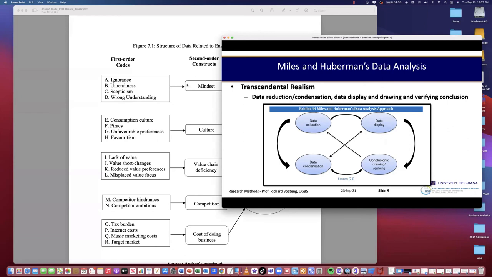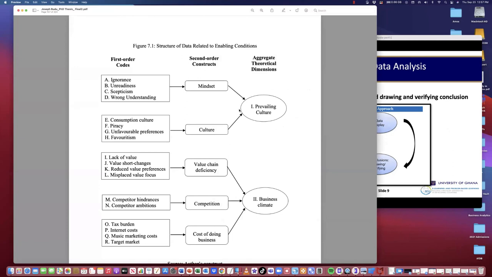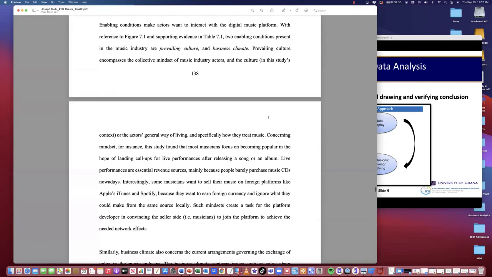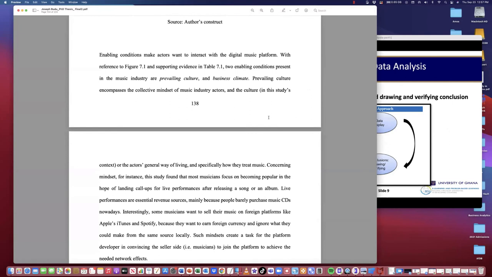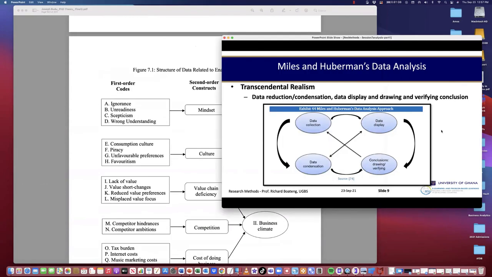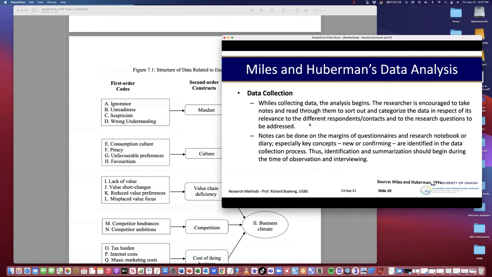So how you do it, you draw by showing that you have been able to draw the prevailing culture and business climate. Now verify the conclusion by discussing it, memoing it with other literature, what is happening in the industry from other perspectives, then you can be able to verify it. So that's what Joseph has on a single page. Joseph has done all of it at the same time for you to see. He has shown you his data, he has done the data collection and categorized the data. He has displayed the quotes for you to see.